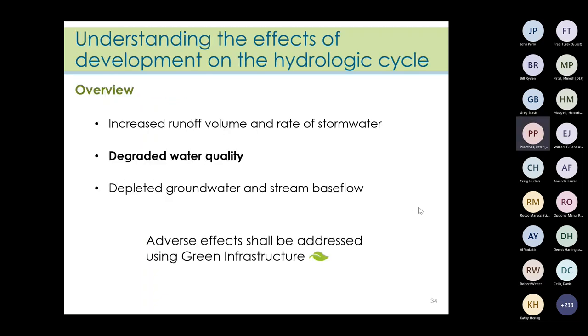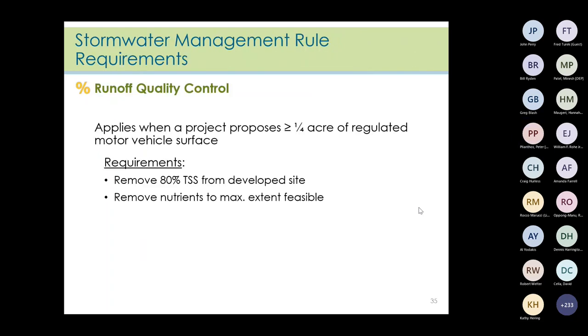Now we'll move on to the water quality standards in place. When a development proposes 1/4 acre or more of regulated motor vehicle surface, stormwater management measures for water quality control are required. Why is that? Developed sites typically do not have the surface roughness to slow down runoff. This means there generally is not enough time for any pollutants to settle out, resulting in direct discharge to water bodies.